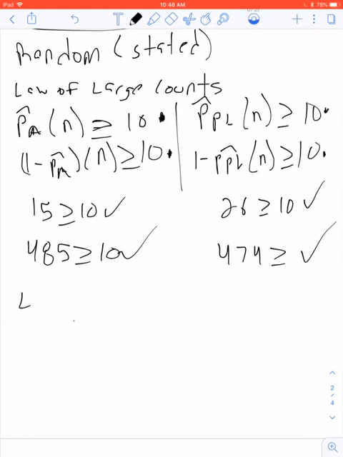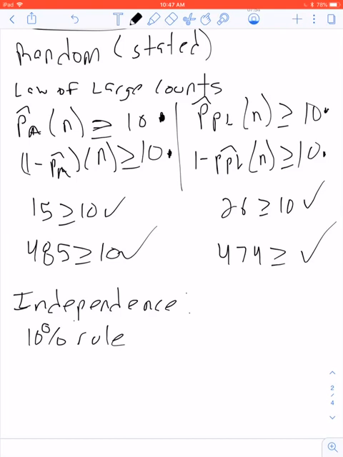My last condition is independence. You guys know I'm not good at spelling. My independence condition, the 10% condition, so I'll put in here the 10% rule. That used to not be mandatory to state on the exam, but it is now.